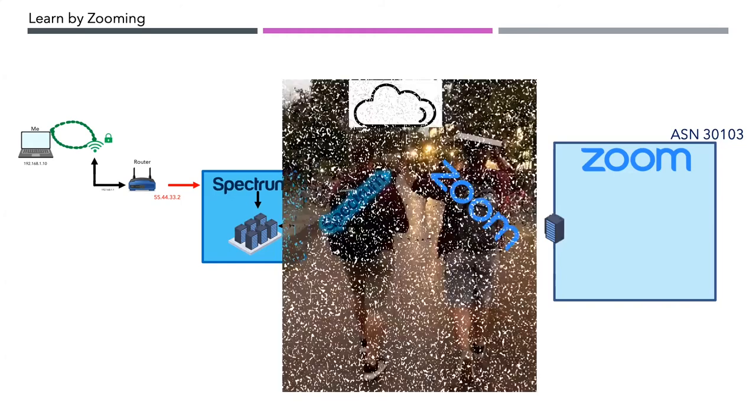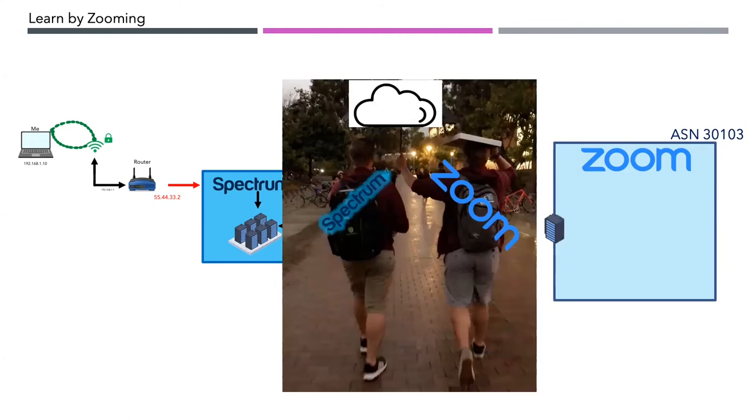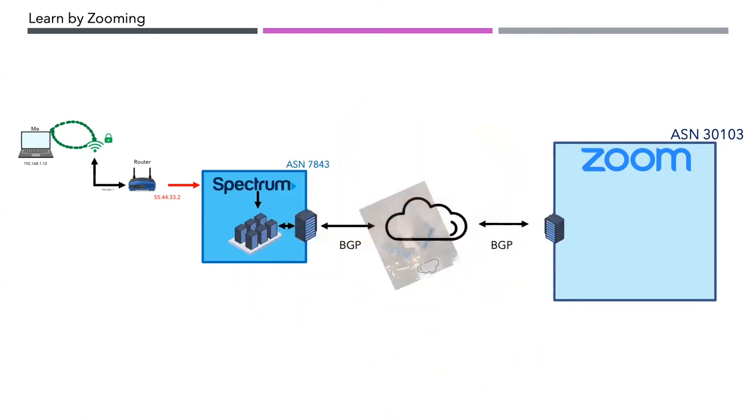It kind of represents something sort of like this, with the internet sharing the communication between Spectrum and Zoom and other autonomous systems like that. But yeah, we'll ignore that.